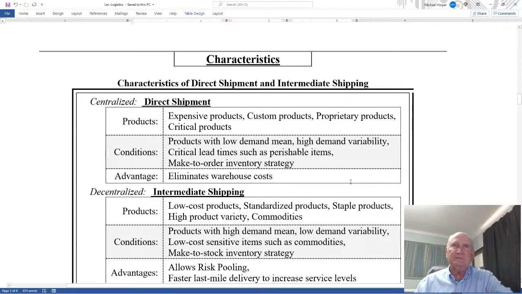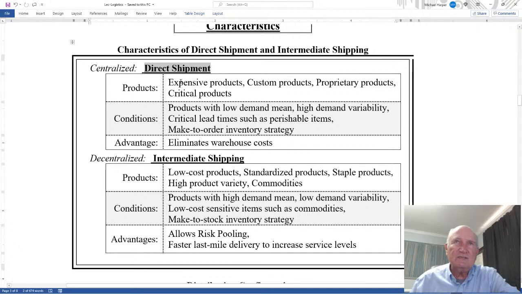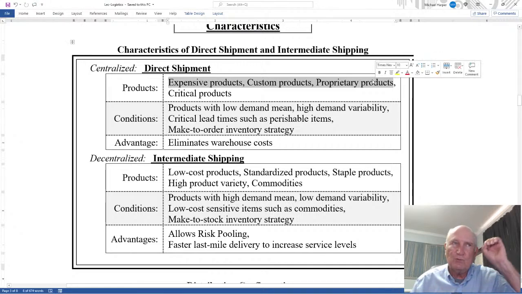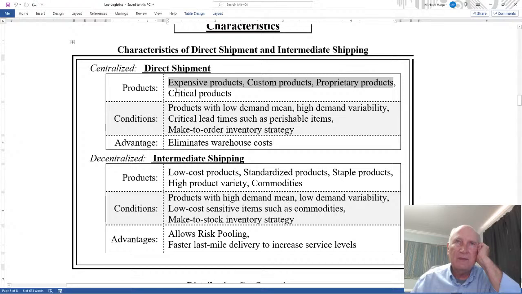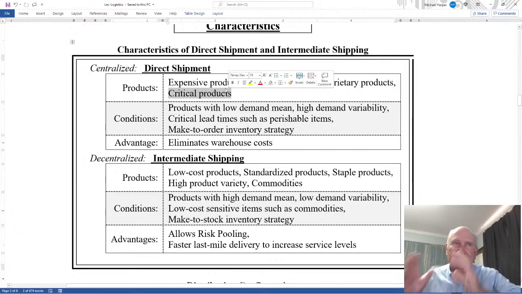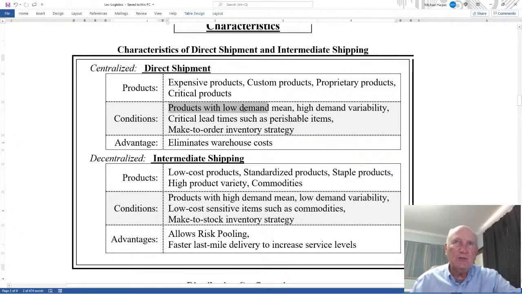Okay, then the characteristics. The characteristic of centralized direct shipment is usually expensive products, custom products, proprietary products, because then you're dealing with just one centralized supplier, or critical products to make sure they get there on time, so there's less risk of the supply chain having disruptions. Conditions: products with low demand mean high demand variability, critical lead times such as perishable items, and make-to-order inventory strategies. So there are the conditions that usually support direct shipment or centralized type shipping.